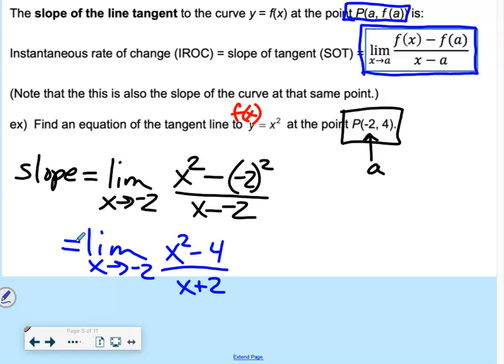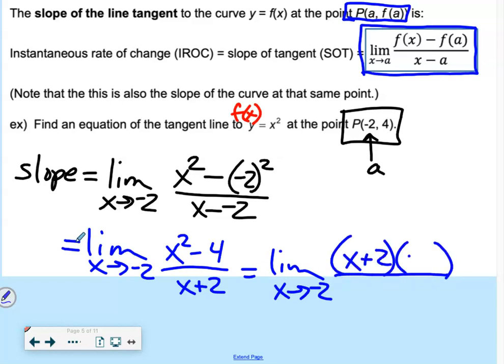Okay, so when you factor the top, what do you get? X plus 2. Good, lovely difference of squares. Tyler, what can you do then? Cancel the x plus 2's. So now, negative 4, right? What does that negative 4 represent? The tangent line? You're close. Slope. The slope of the tangent line, right?